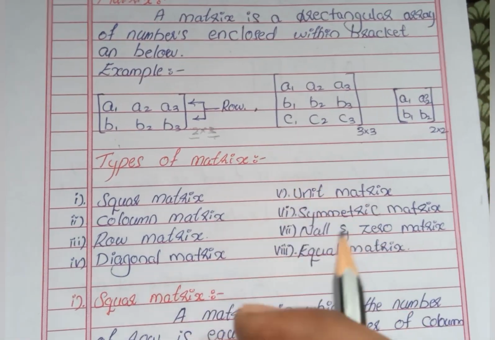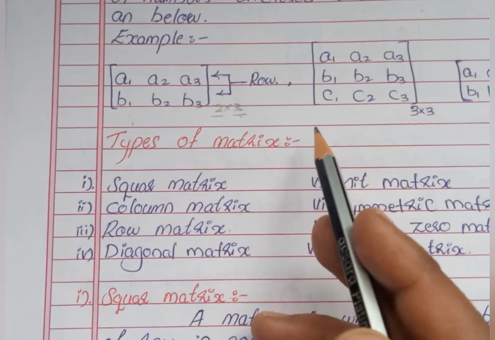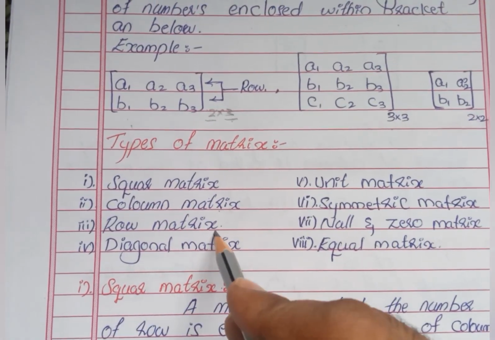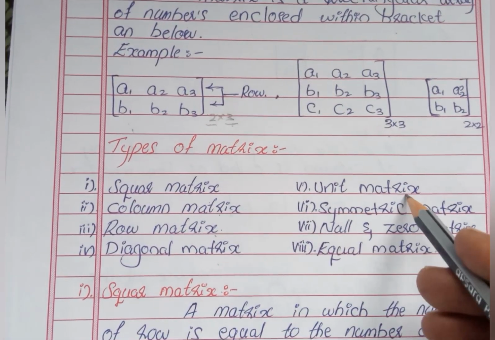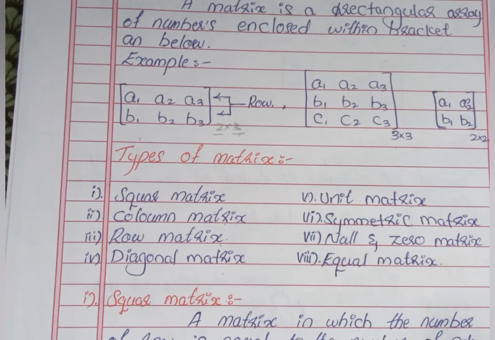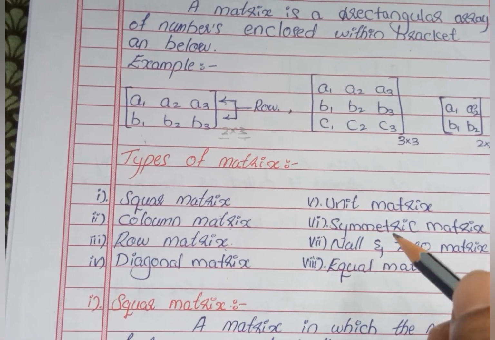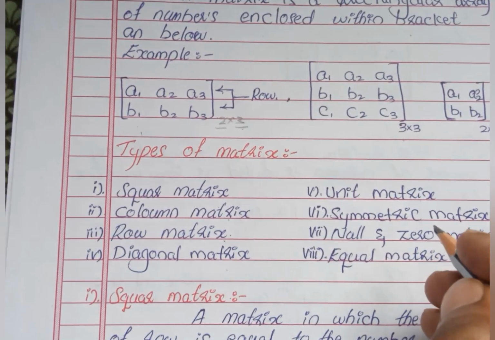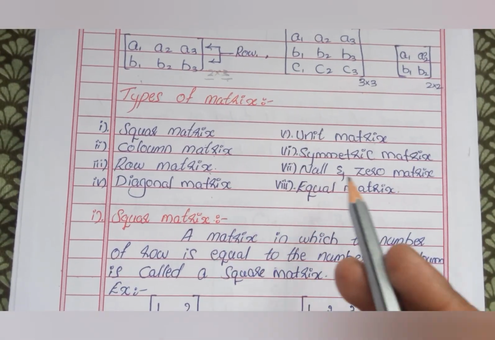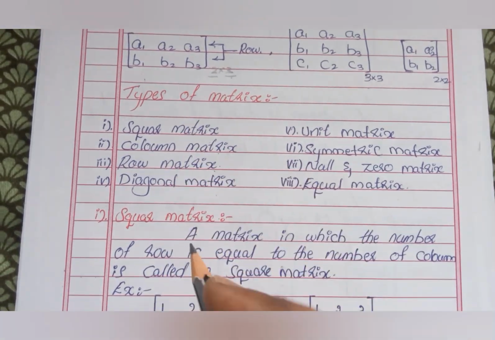Next, we go for the types of matrix. There are 8 types of matrix. Number 1, square matrix, column matrix, row matrix, diagonal matrix, unit matrix, symmetric matrix, null or zero matrix, and equal matrix. So these are all the types of matrix. I will explain each of the matrices. So the first one is the square matrix.